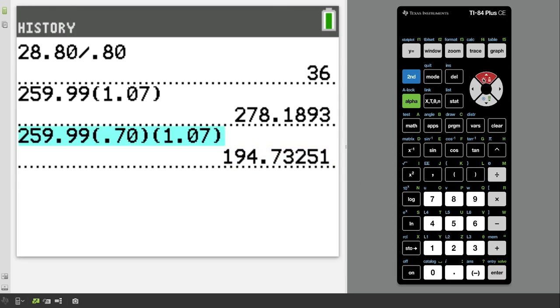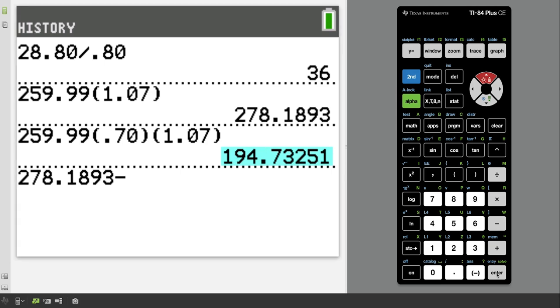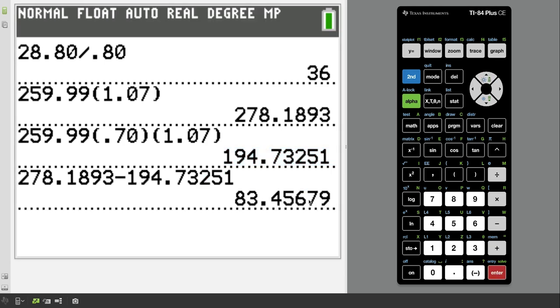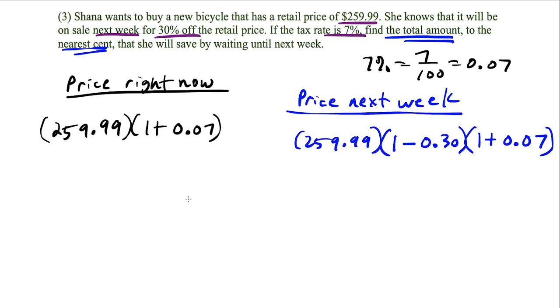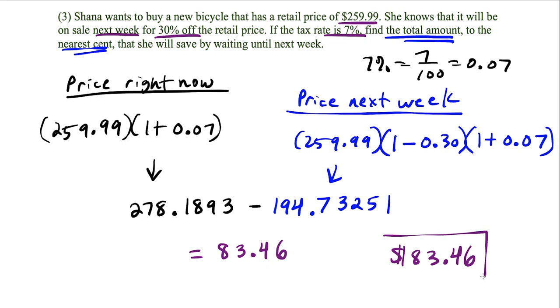So then to get our answer, how much is Shauna going to save, we're going to subtract these two quantities. So we do the first entry minus the discount price, and to the nearest cent, this is going to be 83.46. So let's just record the amounts from the calculator. So now we'll just record our final answer. Shauna is going to save $83.46. Remember, we're rounding to the nearest cent, so we're rounding the difference of these two to the nearest hundredths place.